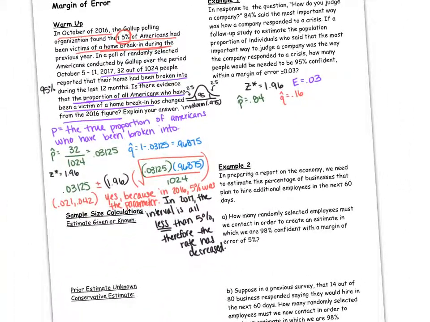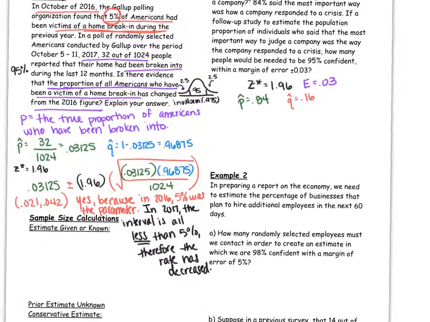And here's how this works now. We're looking for how many people. What letter do you call that? N. We're looking for N.